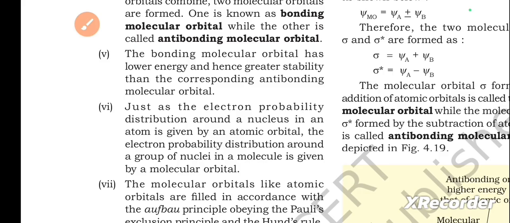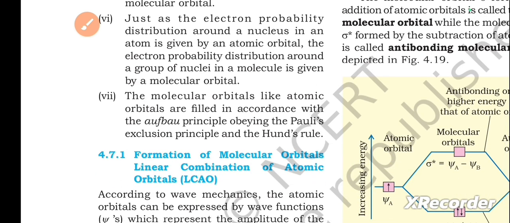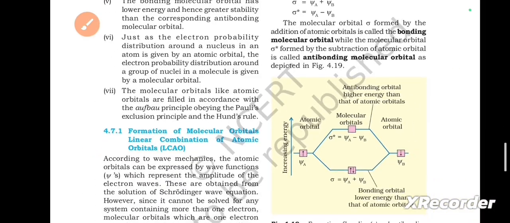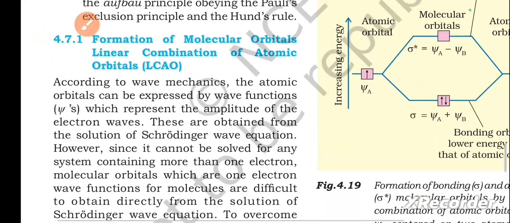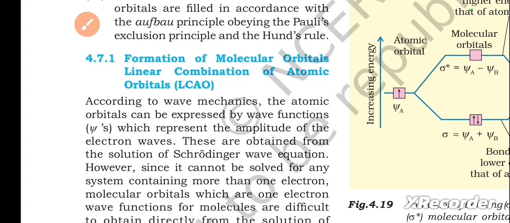Next, just as the electron probability distribution around a nucleus in an atom is given by an atomic orbital, the electron probability distribution around a group of nuclei in a molecule is given by a molecular orbital. The molecular orbitals, like atomic orbitals, are filled in accordance with the Aufbau principle, obeying the Pauli's exclusion principle and Hund's rule. Next is formation of molecular orbitals, linear combination of atomic orbitals, LCAO.